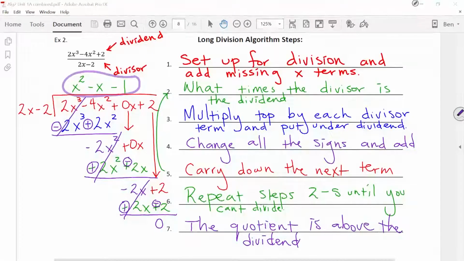Okay, now this is a messy process, and it's very prone to errors, especially sign errors, which is why you should be very careful. That change all the signs and add step is a very, very tricky one.